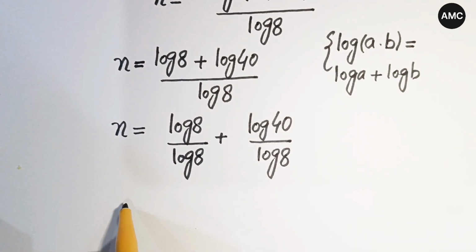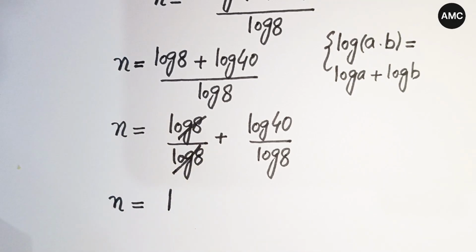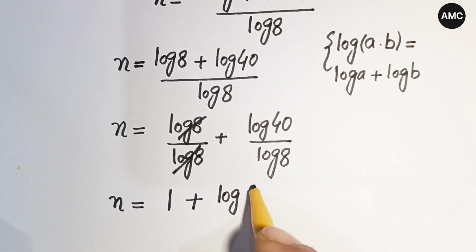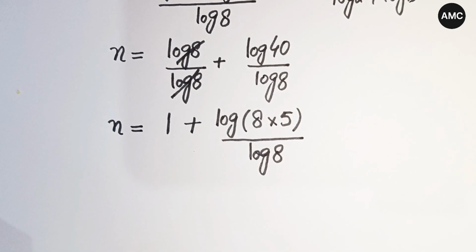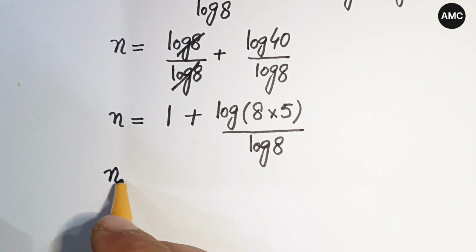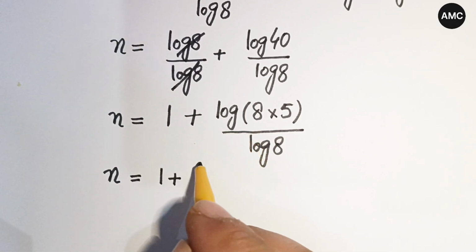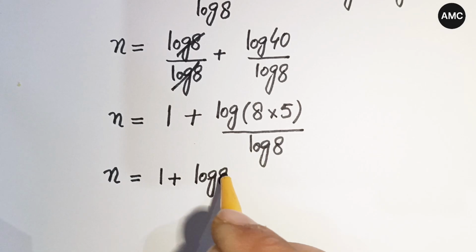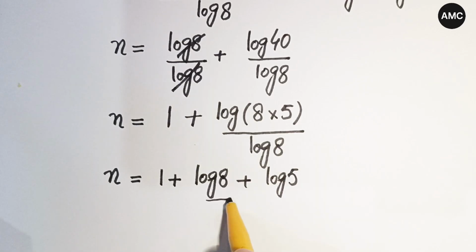Now n is equal to, this log 8 is cancelled out with log 8, we get 1. So 1 plus this log 40, which can be written as 8 times 5 is equal to 40, all over log 8. Now n is equal to 1 plus, here we are going to use the logarithm law, which is log 8 plus log 5, all over log 8.